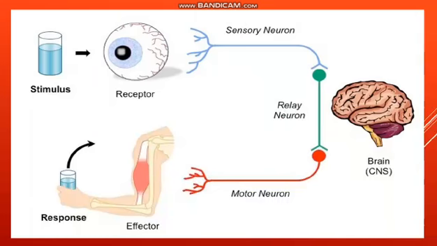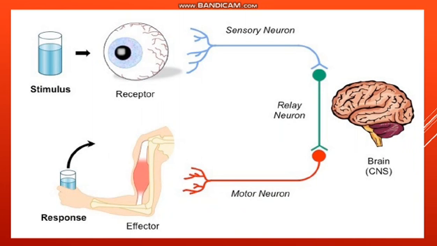Then this sensory neuron passes the information that was given to it by the receptor to the motor neuron. Motor neuron, what kind of neurons are these? They distribute commands to the effector. They distribute commands or impulses or orders from the CNS, the spinal cord or brain, to the effector. Effectors are the ones that give the response.